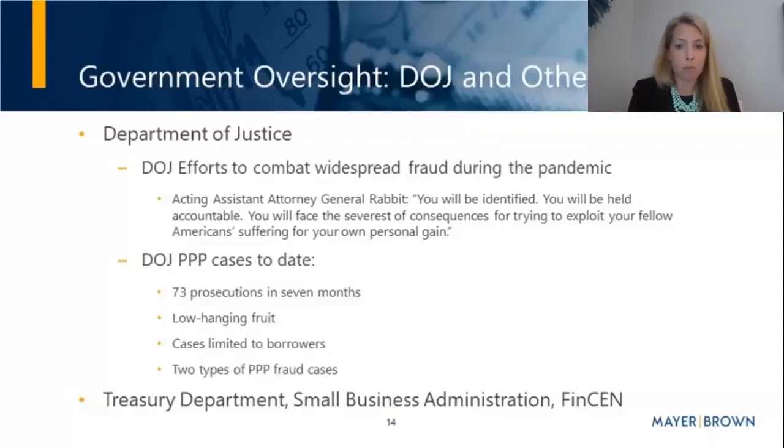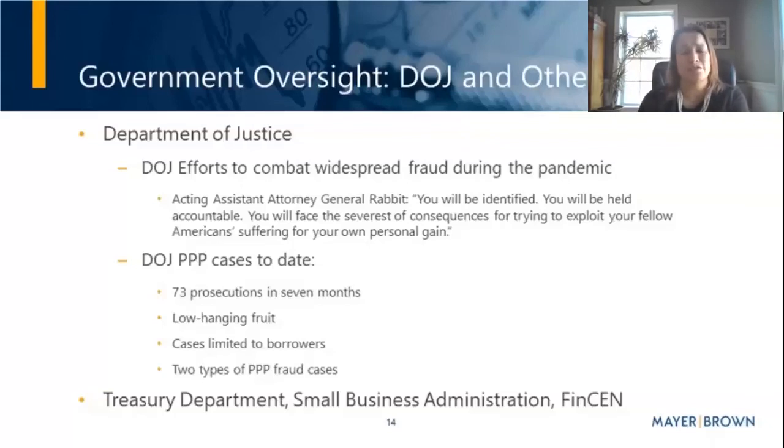The company had 0 employees, no payroll expenses of any kind, and was not, in fact, an operational business at all. So it gives you a sense of these low-hanging fruit, like very clear fraud, no gray area types of cases that DOJ has pursued to this point.